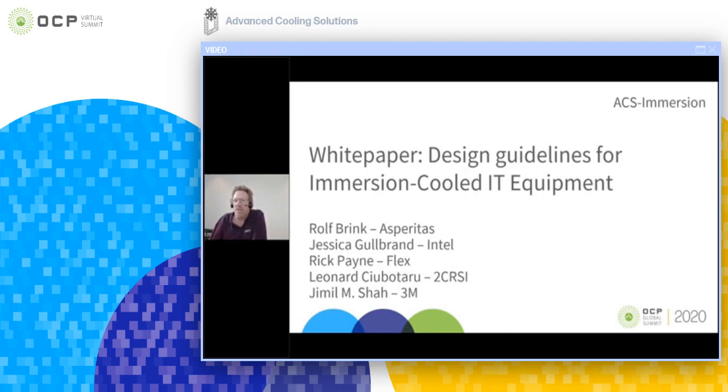This presentation is about the upcoming white paper with the design guidelines for immersion-cooled IT equipment. It is going to be held by myself, Rolf Brink, CEO of Asperitas, by Rick from Flex, Leonard from 2 Series I, and Jimil from 3M. I'm also covering in this case for Jessica from Intel, who was supposed to be part of this presentation but couldn't make it in time.